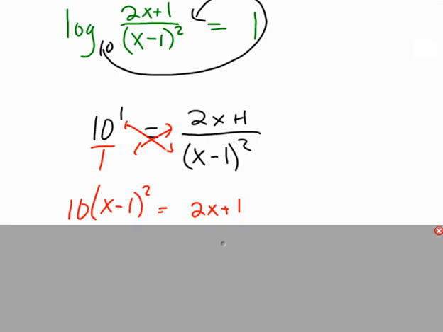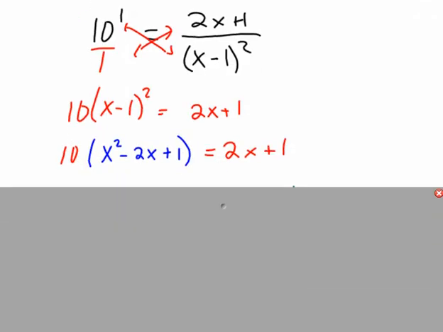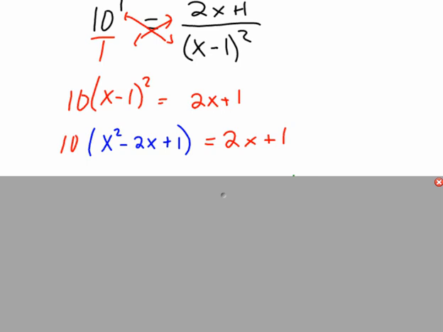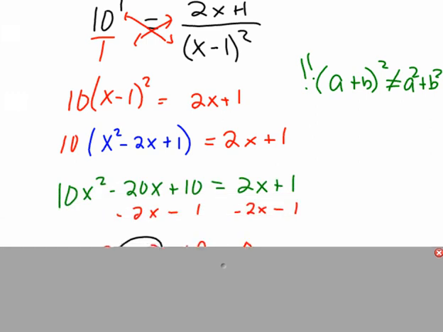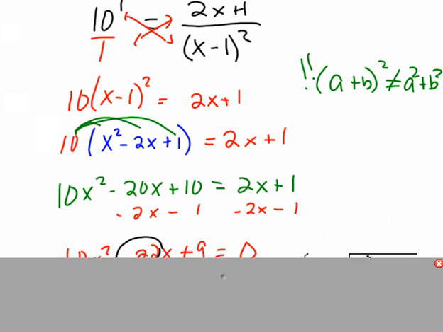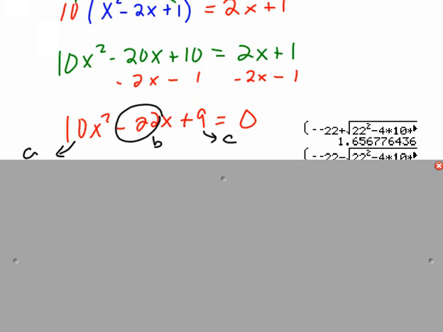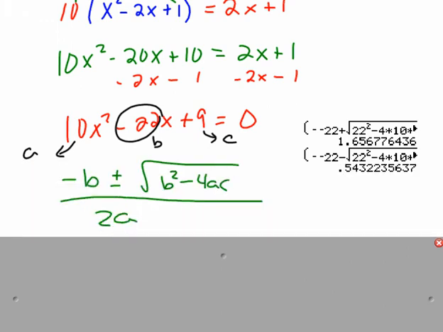Then I cross multiply. Then I FOIL x minus 1. Make sure you FOIL. You cannot distribute powers, right? We know that a plus b quantity squared is not a squared plus b squared. It's more, right? Then we distribute the 10 through. And put everything on one side. And now we have a quadratic, which actually cannot easily be factored. So we go back to the quadratic formula.